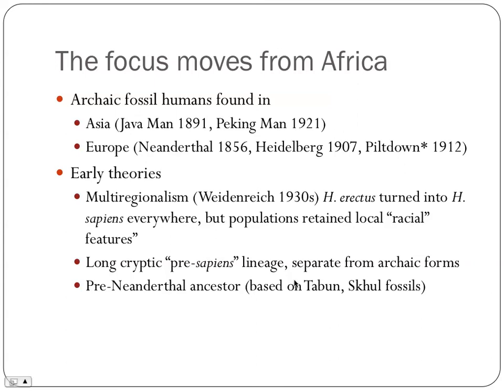Another alternative view was that all those fossils out there, primitive people like Homo erectus and Neanderthals, were irrelevant, because it was clear that we humans had been a separate, pristine, honourable lineage going back long periods of time into the distant past. All the fossils were just a distraction, and it was this long pre-sapiens lineage which was cryptic, separate from all those archaic forms. Again, it's a form of chauvinism that we can't possibly be related to those people with those horrible brow ridges.